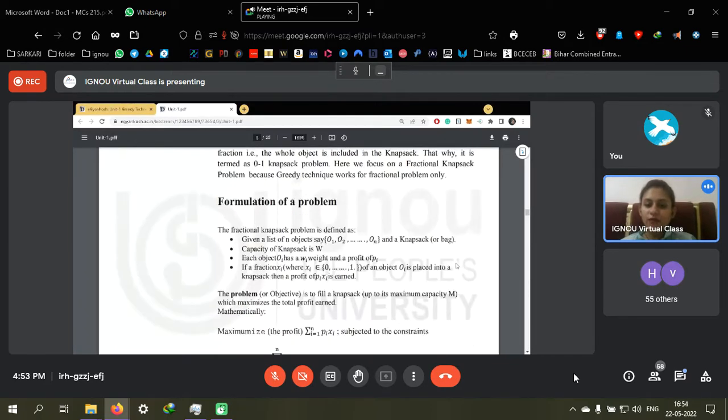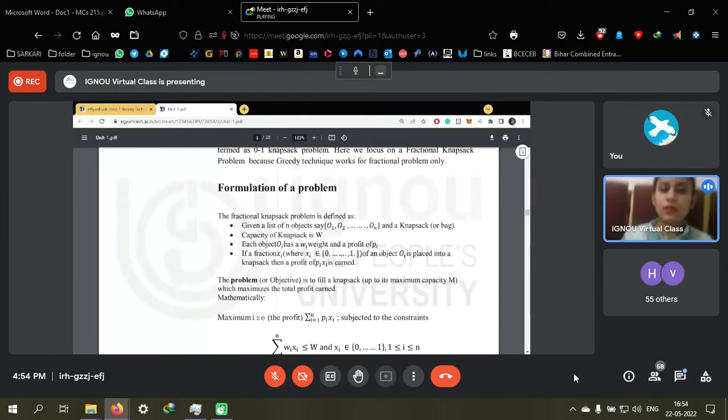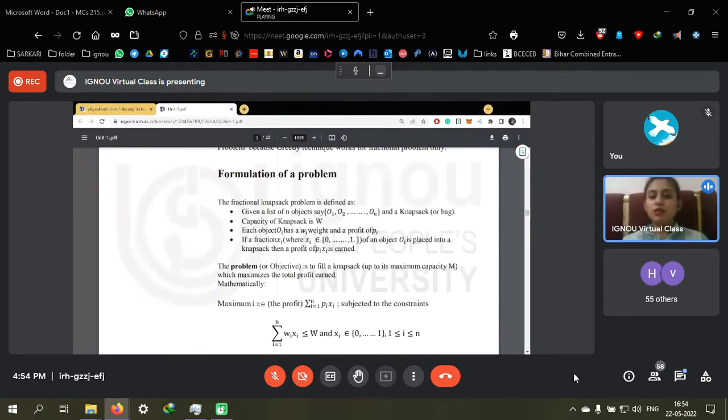So here we have a formula. What will be the formula? Given a list of n objects, say O1, O2, ..., On, and one knapsack. Whenever we use an object, we always use the notation O. And the capacity of the knapsack is equal to W. W stands for weight, for the capacity.